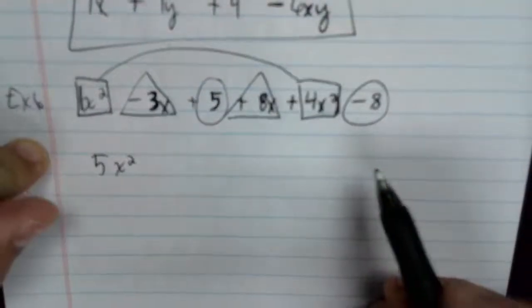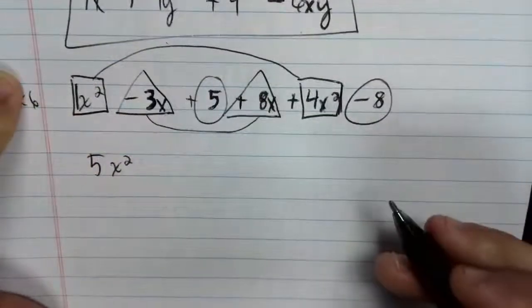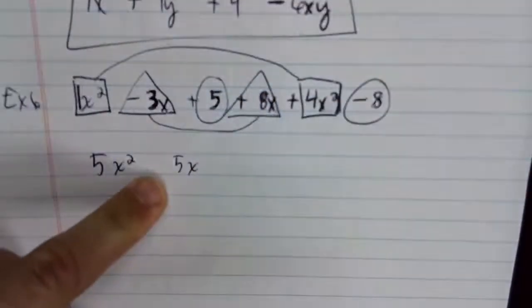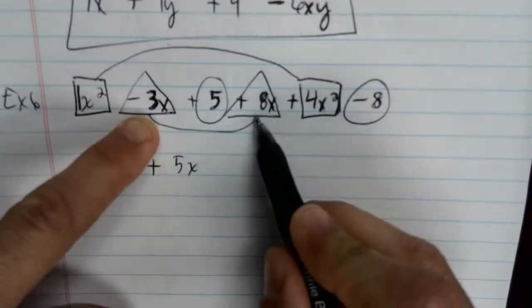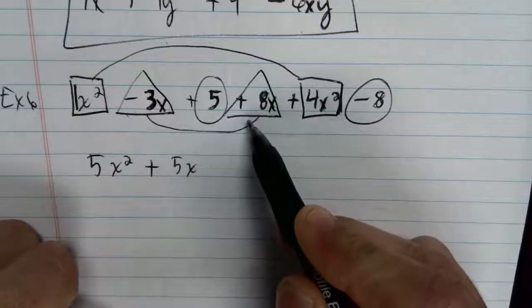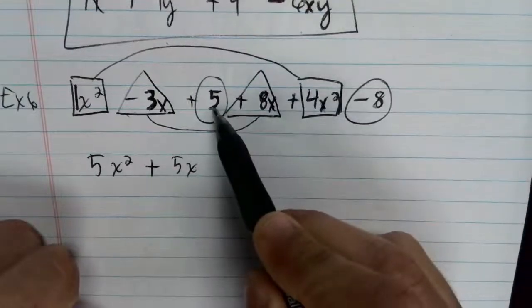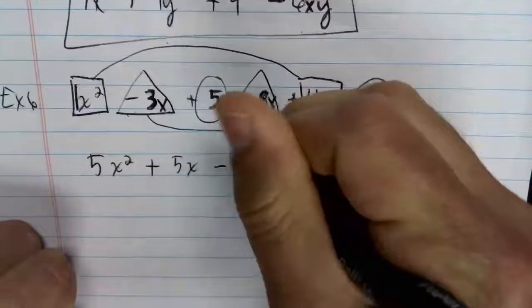What can I do next? I can combine the triangles, right? I have negative 3x plus 8x. 5x. Okay, so what do I put here? Plus. Why plus and not minus? Because the result of these combined terms was a positive. So remember, the signs are already there. Whether it's positive or negative indicates what sign you put here. And then I have 5 and negative 8. When you combine those, you get a minus 3.